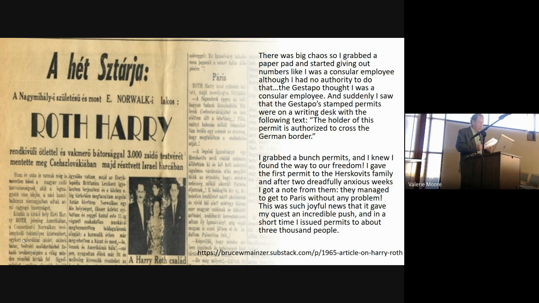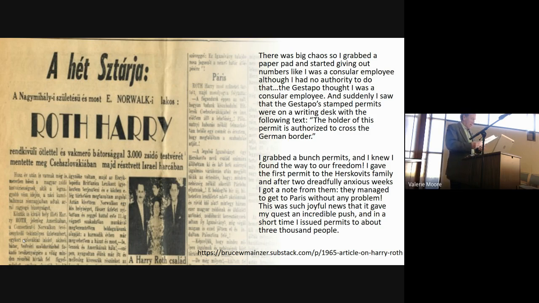I resorted to a trick and started a resettlement movement to Slovakia. With the help of my brother, I asked our brothers and sisters to make an appearance before the Gestapo and tell them they want to move back to their former domicile to Slovakia. First, there were only a few people, but later more and more came to the consulate. There was big chaos and bustling, so I grabbed a paper and pad and started giving out numbers like I was a consular employee, although I had no authority to do that.